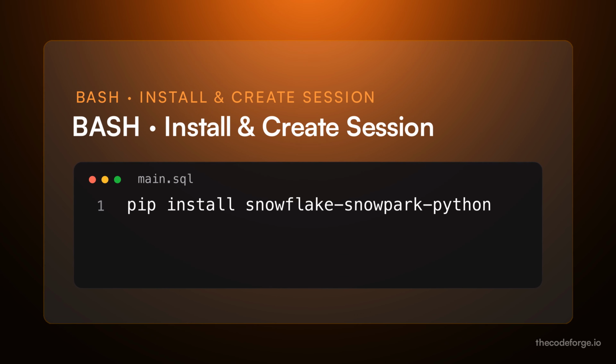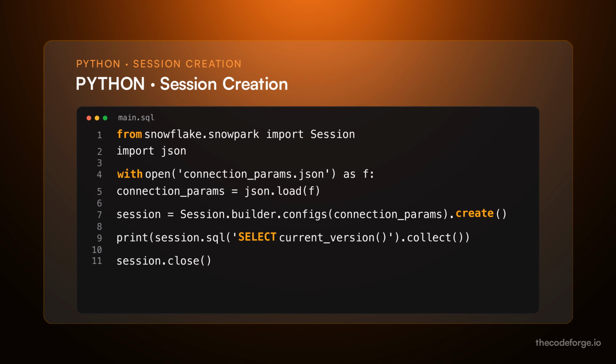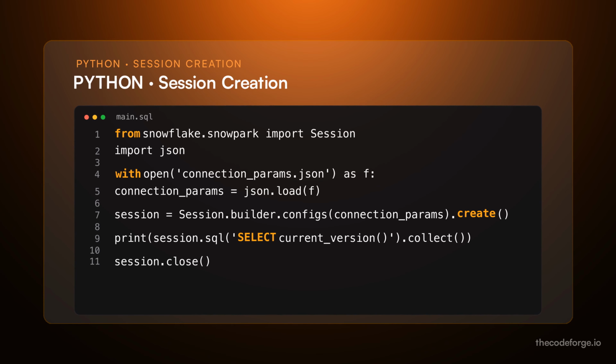Install the Snowpark library with pip. Load your connection parameters from a JSON file, create a session, and verify the connection. Always close the session to free resources.